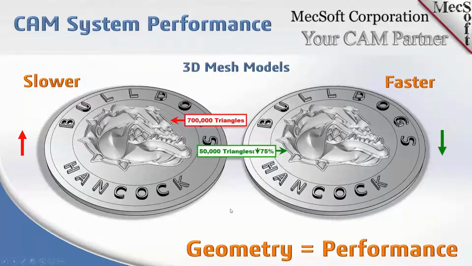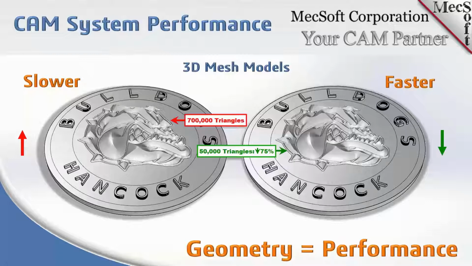Just while we're on mesh models, I'm going to show you the difference in performance between two very similar mesh models. You can't really tell the difference looking at them, but the Bulldog in the middle has 700,000 triangles in the mesh. That's a very dense mesh. And the one on the right has 50,000 triangles.